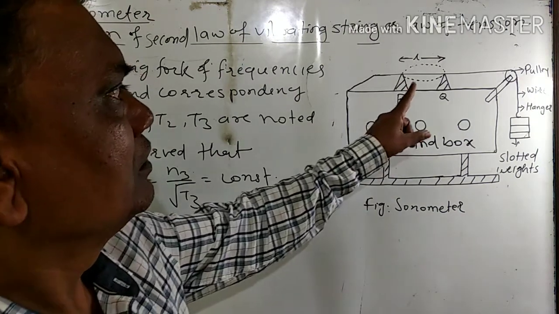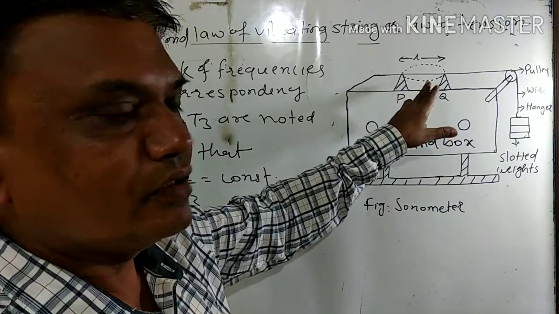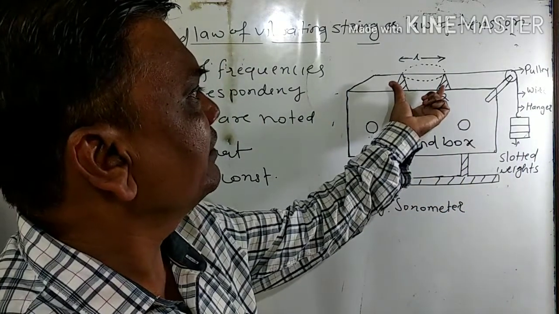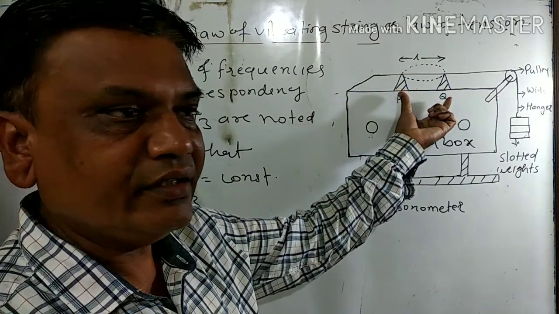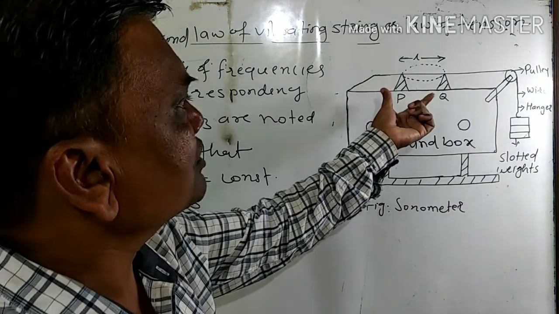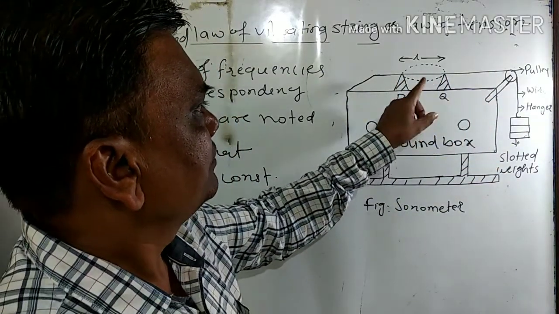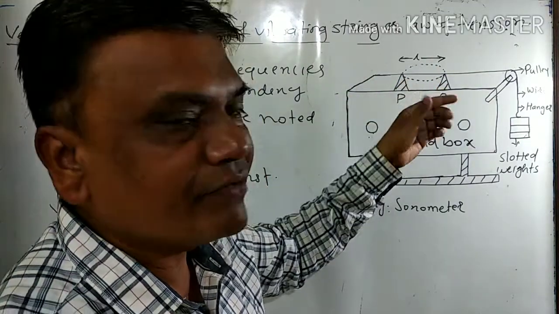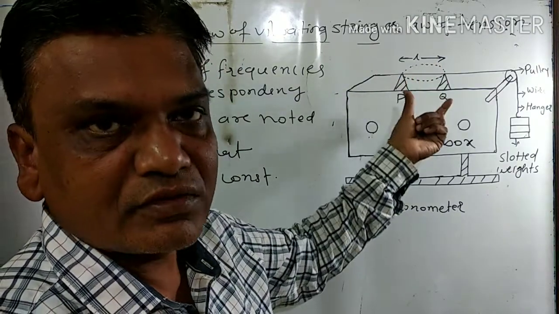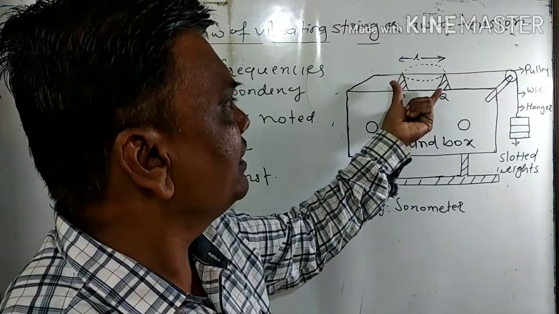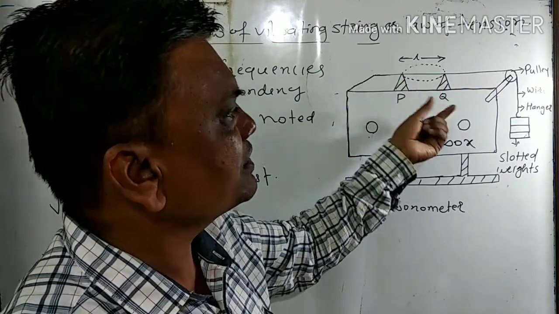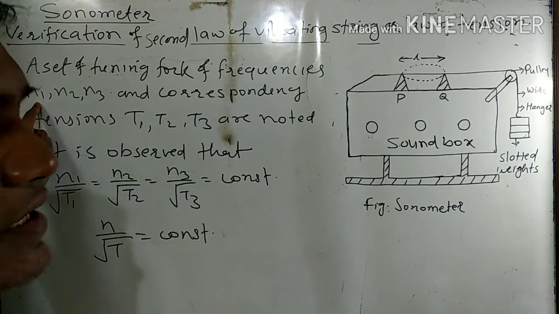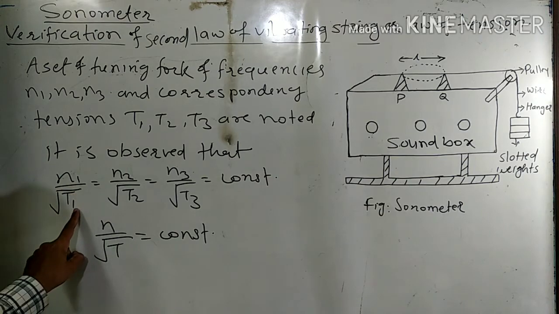See here, now we have taken a set of tuning forks, N1, and we have adjusted the weight on the hanger, T1, and made the length constant, and mass per unit length is also constant, so that when the frequency of the tuning fork is exactly equal to the frequency of the vibrating string, then the string vibrates with maximum amplitude and the paper rider is thrown off or falls down. In this case, note the length of the vibrating string, and note the tension applied to the string, that is T1. So the frequency is N1, tension is T1. So it is observed that N1 upon under root T1.